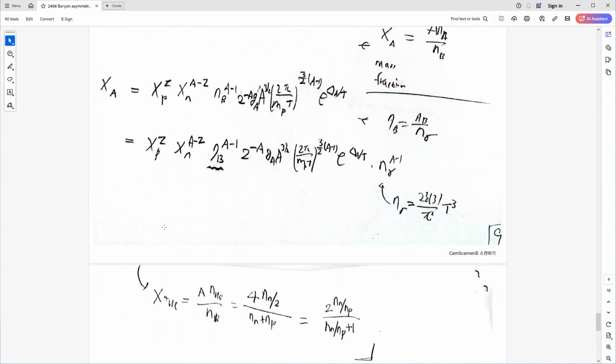So today we talked about how we can obtain the formula of the number density in the Fermion case and Bose case, the relativistic and non-relativistic cases, and the zero chemical potential and non-zero chemical potential. And by using the zero-density and non-zero-density formulas, we can obtain the formula for the baryon asymmetry of the universe and the lepton asymmetry.